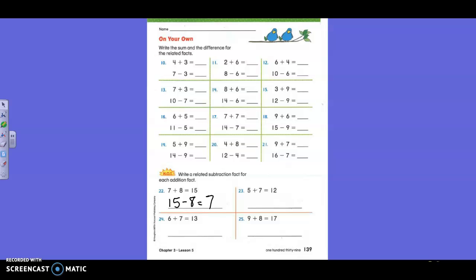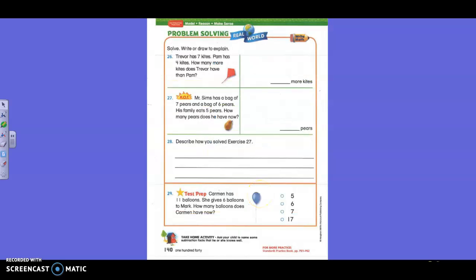Okay. Mr. Sims has a bag of 7 pears and a bag of 6 pears. His family eats 5 pears. How many pears does he have now? Okay, this is a 2-step problem. We first have to find out how many pears he has to begin with. So to begin, Mr. Sims has a bag of 7 pears, right? And a bag of 6 pears.